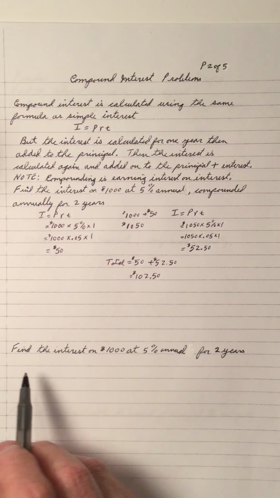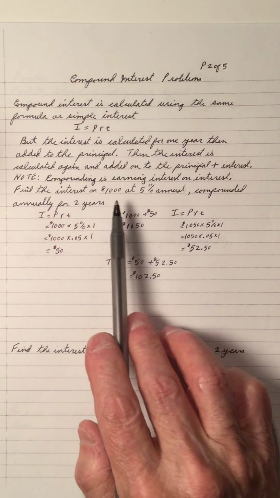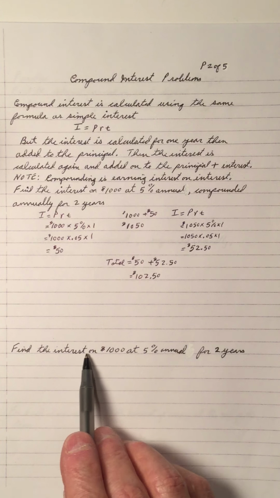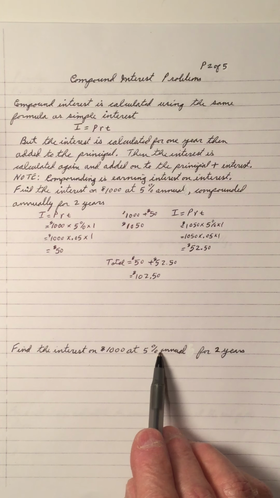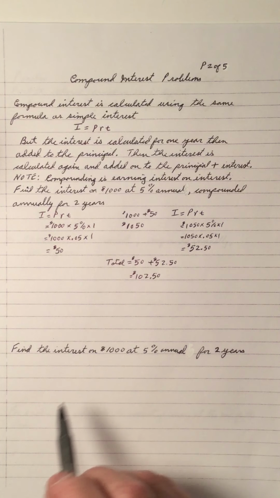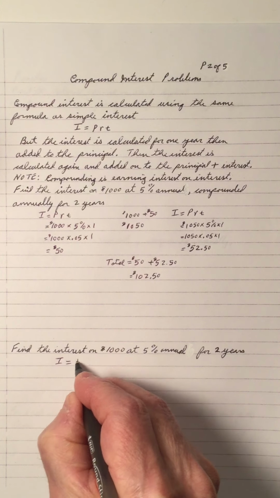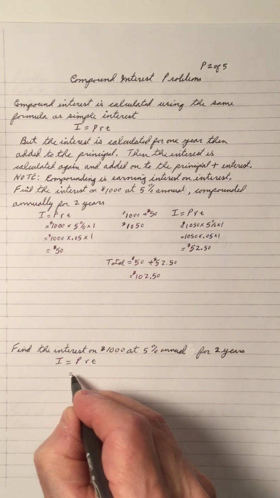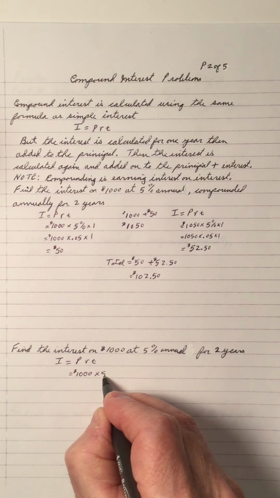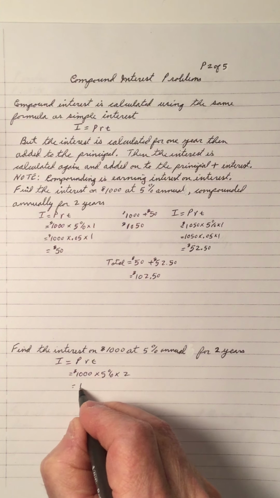To show you that, let's work out finding the interest on the same amount of money, $1,000, at the same percent for 2 years. Notice when you read this, the interest on $1,000 at 5%, the annual interest for 2 years, it didn't say compounded. So that's what you call simple interest. So interest equals principal, rate, and time. Principal is $1,000 at 5%. And it's for 2 years because this is simple interest.